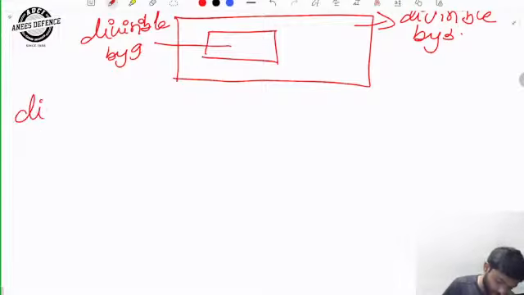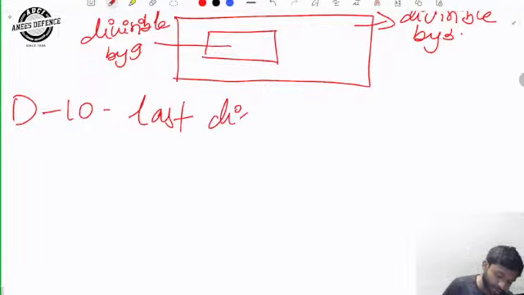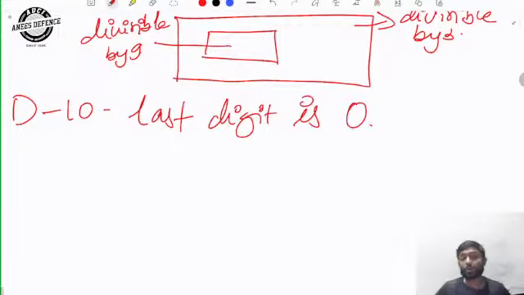Now, the divisibility test of 10. Any number is said to be divisible by 10 if the last digit or unit digit is 0. Only 0. Any number that has 0 at its end, in its unit place, is said to be divisible by 10.